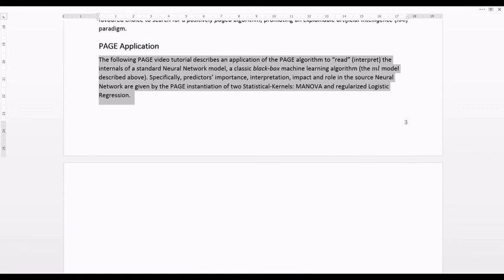Specifically, the predictors' importance, interpretation, impact, and the role of such predictors in the original neural network is given by the page instantiation of two statistical kernels, the MANOVA, as an example of general linear model, and the regularized logistic regression for the generalized linear model.